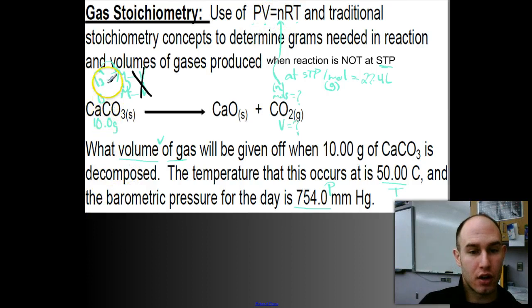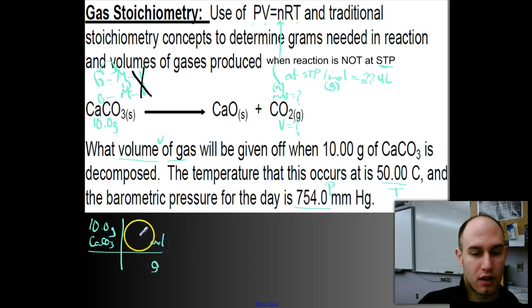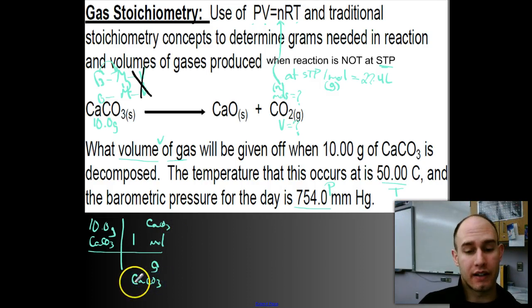So I'm going to get grams to moles of CaCO3, and then I'm going to mole ratio CaCO3 to CO2. So let's start here with my 10 grams of CaCO3. I'm going to get grams to moles. So 1 mole of CaCO3 to grams of CaCO3. I need to add up off my periodic table a calcium, a carbon, and 3 oxygens. So let's go ahead and do that. Adding all those up, we get 100.09 grams.